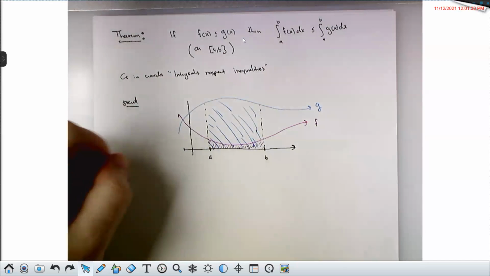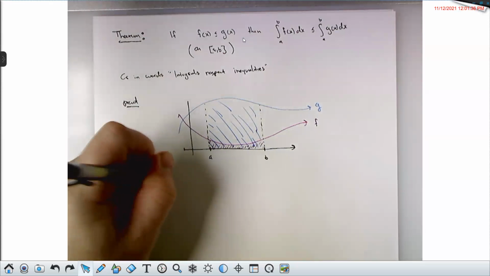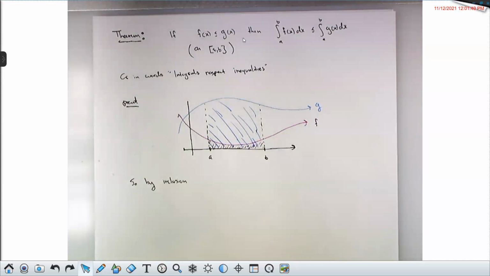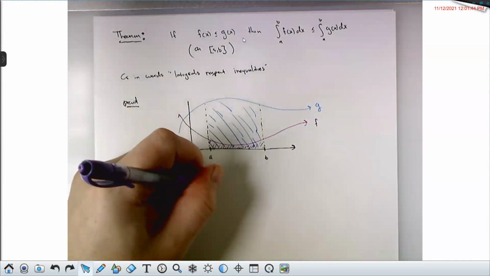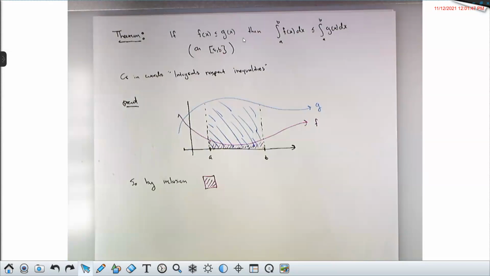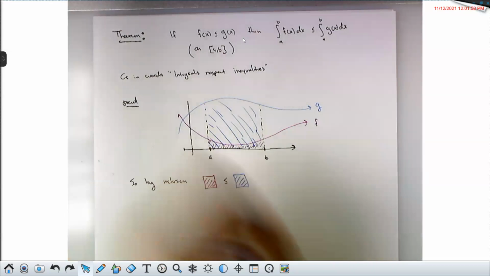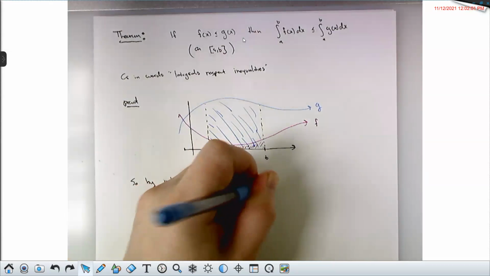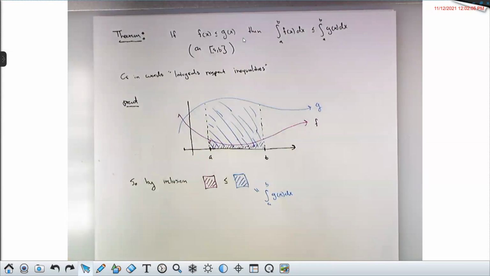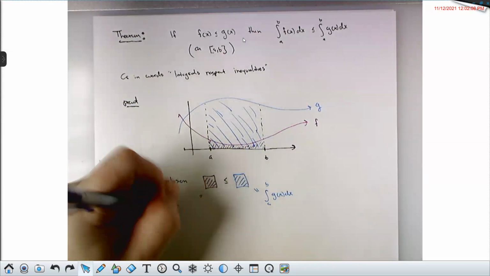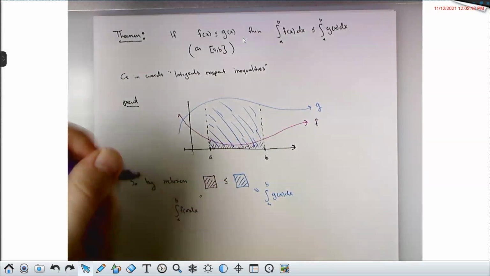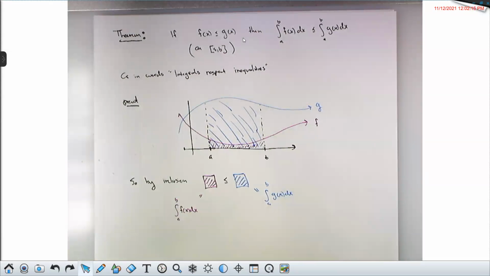So by inclusion, what I mean is, one fits inside the other. The purple area can't possibly be larger than the blue area. But of course, the blue area is the integral from a to b of g of x dx. And the purple area is the integral from a to b of f of x dx. So smaller functions give smaller integrals. Larger functions give larger integrals. It's not as obvious if the functions are sometimes positive, sometimes negative, but again, it works just fine.